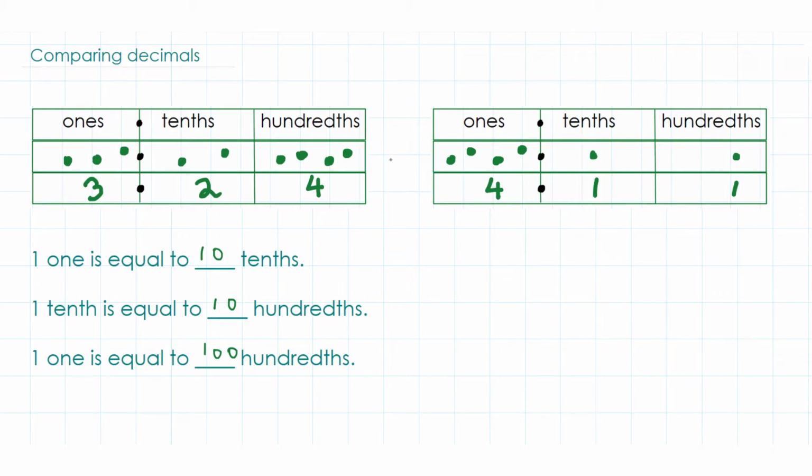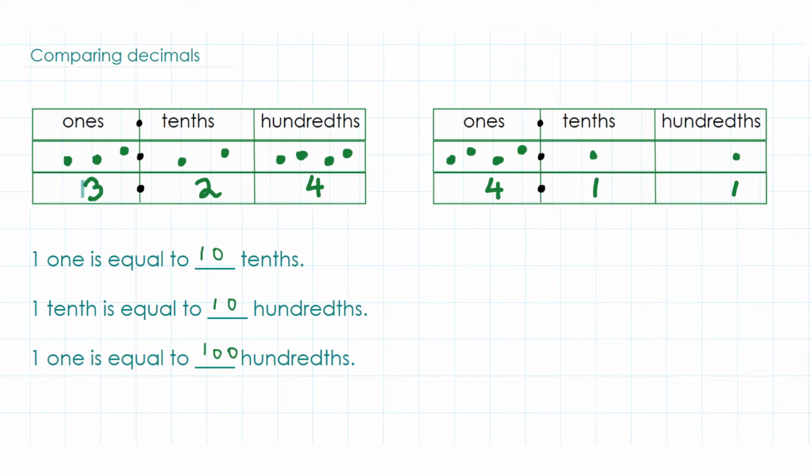So what symbol should go here? Is 3.24 greater than, or is it less than 4.11? Or are they the same? Are they equal to each other? Now, where would you start looking first? What digits would you compare first?